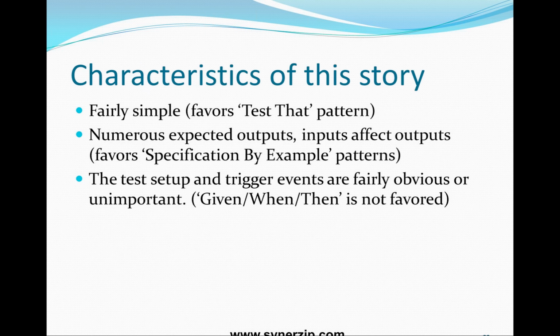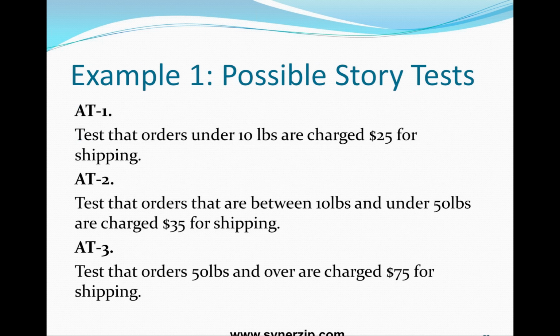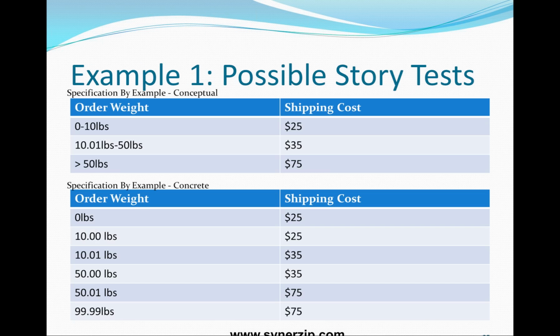So here's a different way of doing it. This way uses the specification by example patterns. At the top, I've got a conceptual pattern, right? The order is between 0 and 10 pounds, and it's $25 cost. If it's 10 to 50, it's $35. If it's over 50, it's $75. I'm using a conceptual view of all the different logic scenarios. Then down below, I'm doing a concrete view of all of the test scenarios. And again, I'm going to create an order that has 10.01 pounds weight to it, and make sure that the shipping cost is $35. So this is using the specification by example patterns for this particular story.